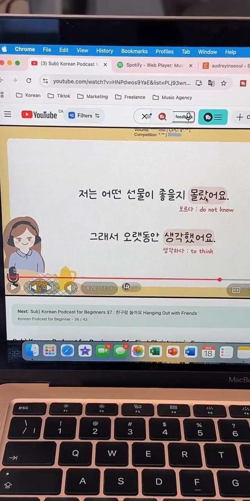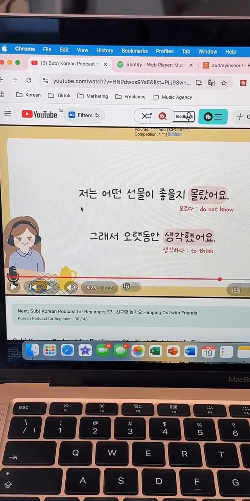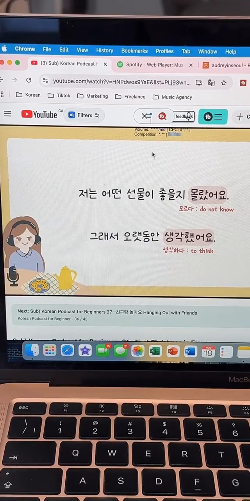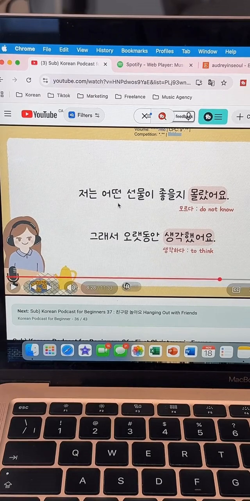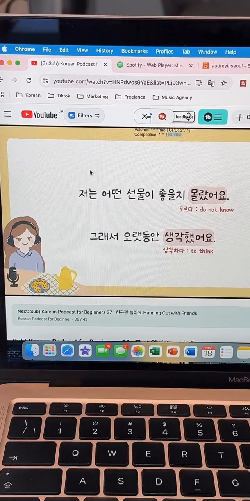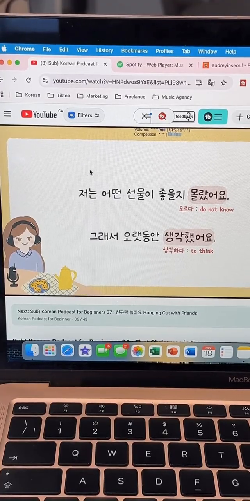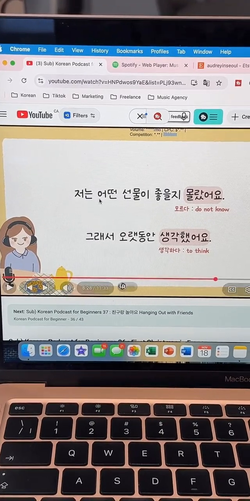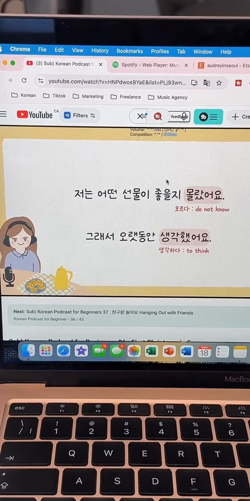So now let's translate that sentence all together, okay? I didn't know what would be a good gift. So she didn't know what would be good as a gift. What could be good as a gift or which gift would be good. Basically, that is how this sentence could be translated. So I, what or which gift, good, didn't know.